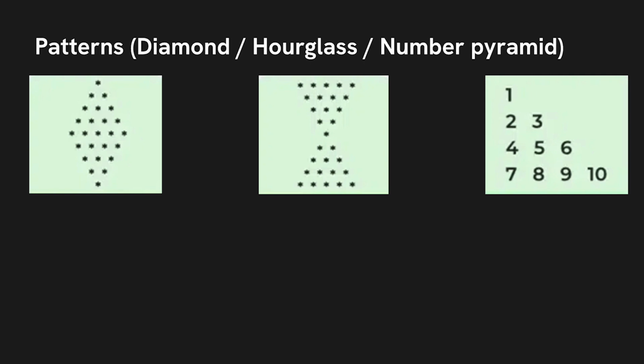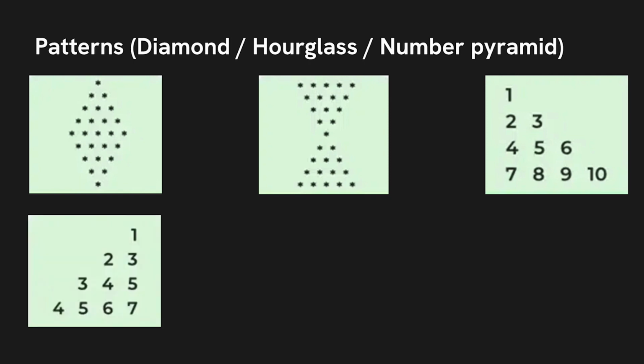Initially we learned to print the pyramid with the help of stars. Here we can use numbers. So these are incremental numbers like 1 2 3 4 5 6 7 8 9 10 in this way. This is a similar pattern but it prints from the right side.